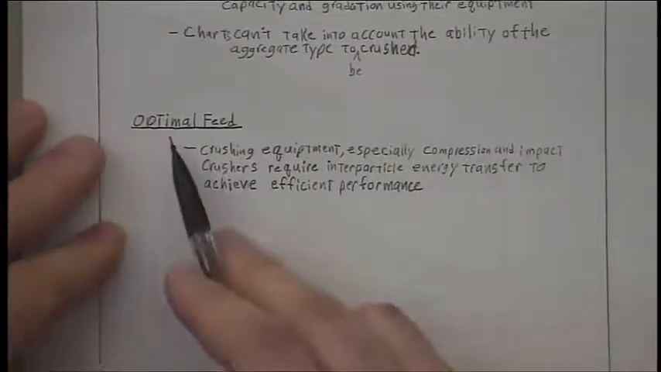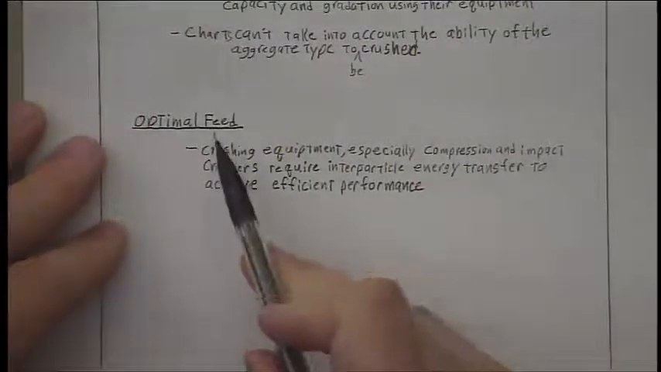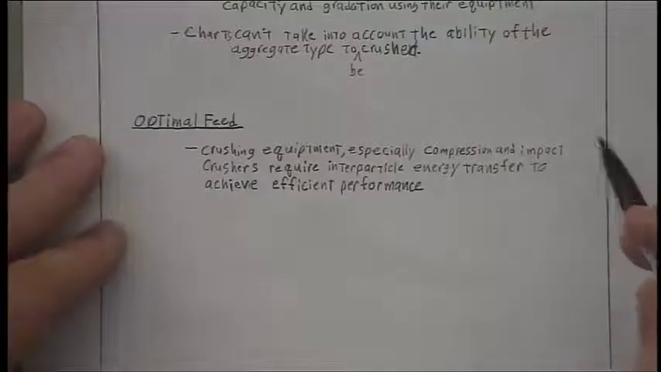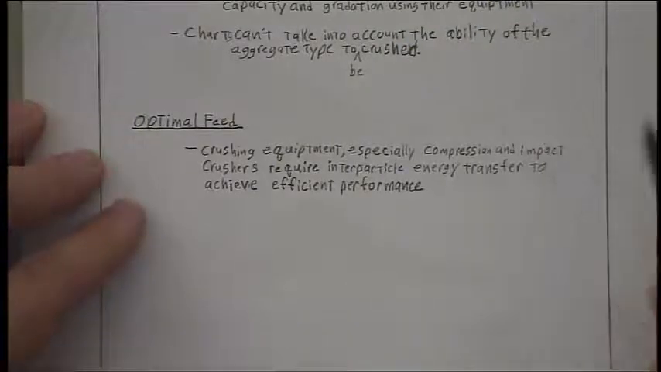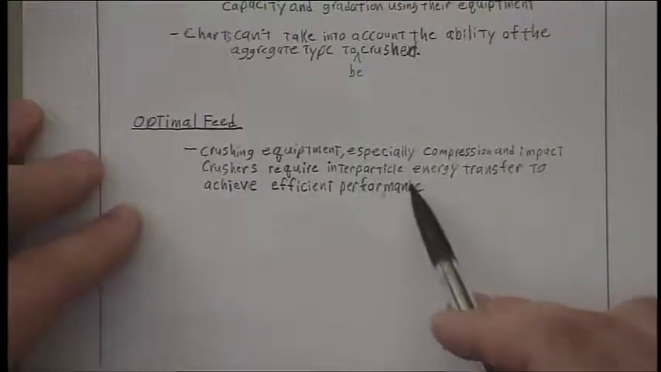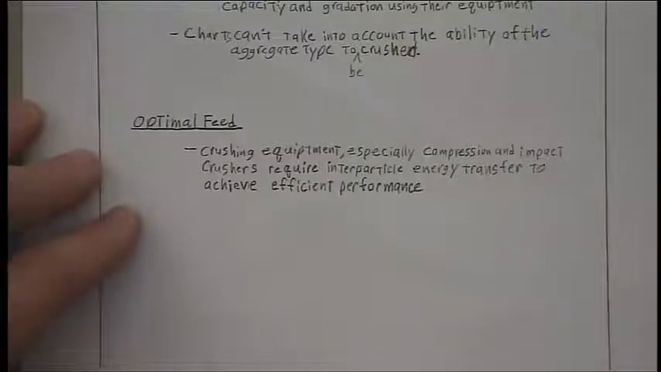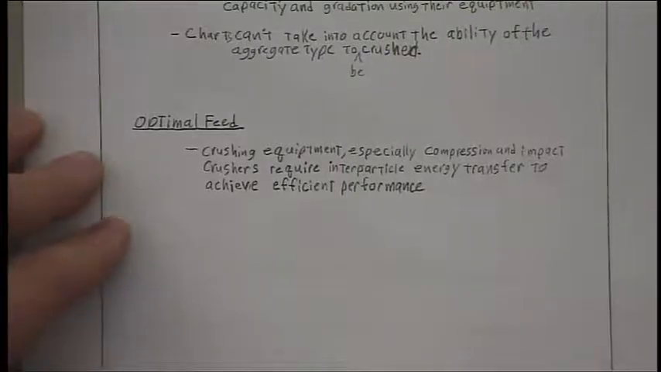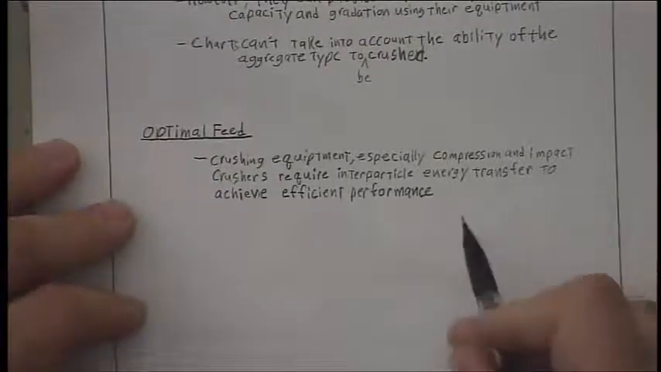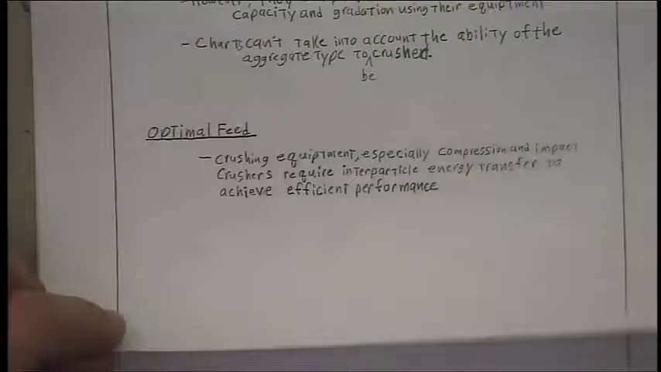Another very important fact that we just talked about with crushing is your optimal feed. Whether it's sieving or crushing, you can only put so much in your crusher or when you're sieving. And why is this important? It's important to understand that there's this interparticle energy transfer to achieve effective performance. There's some pretty cool stuff in the Aggregate Handbook that talks about how it all works together.